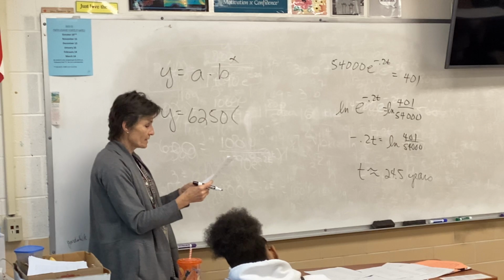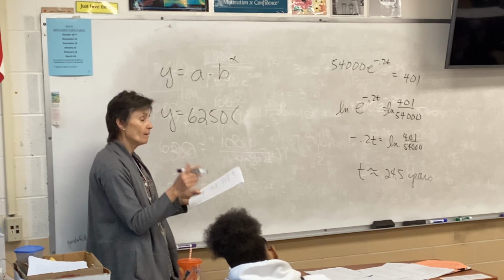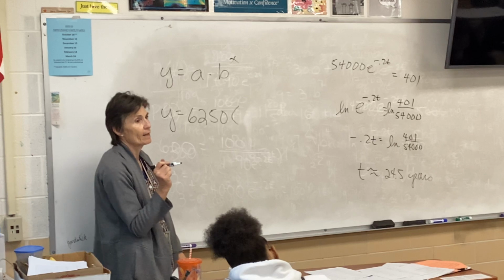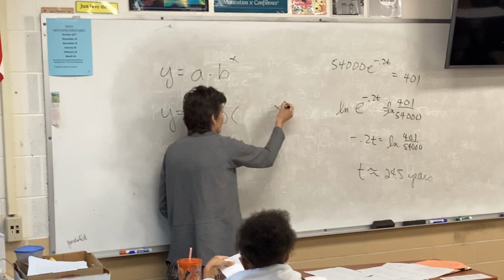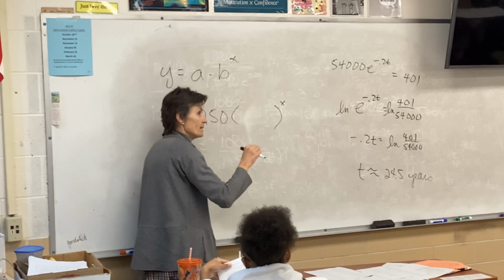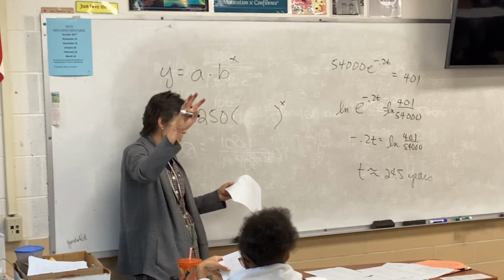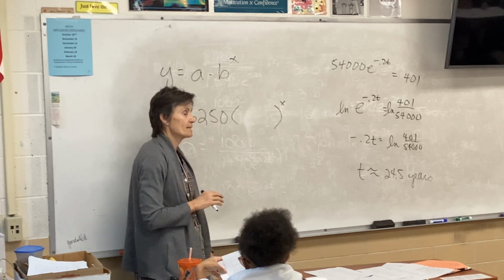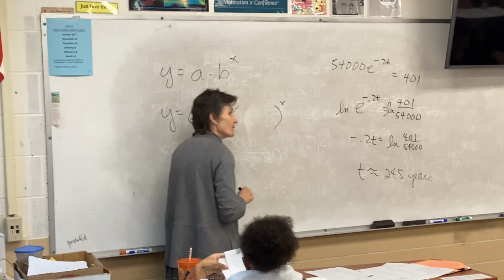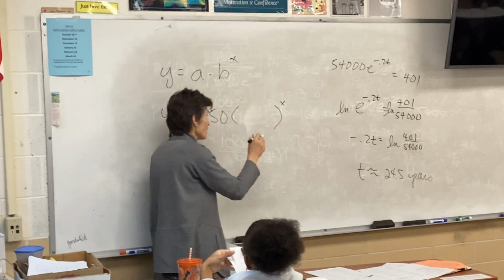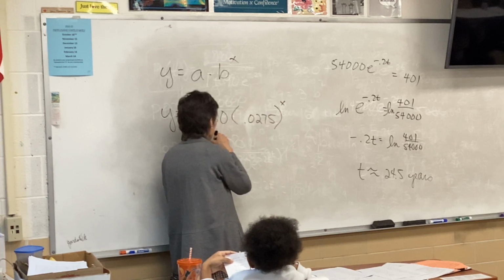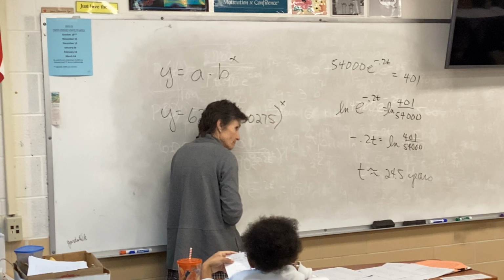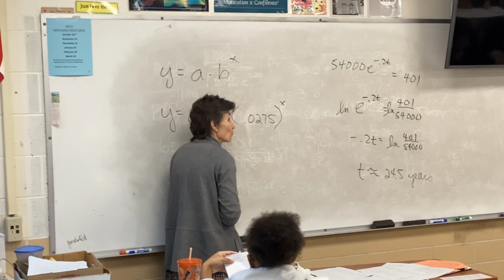Assume the population increased at a rate of 2.75%. What goes in here if this population is growing 2.75%? Anya? 0.0275. Now, I want you to think about what you just said. Anya, what happens when I multiply something by 0.0275? Does it grow? It's going to go down real fast.